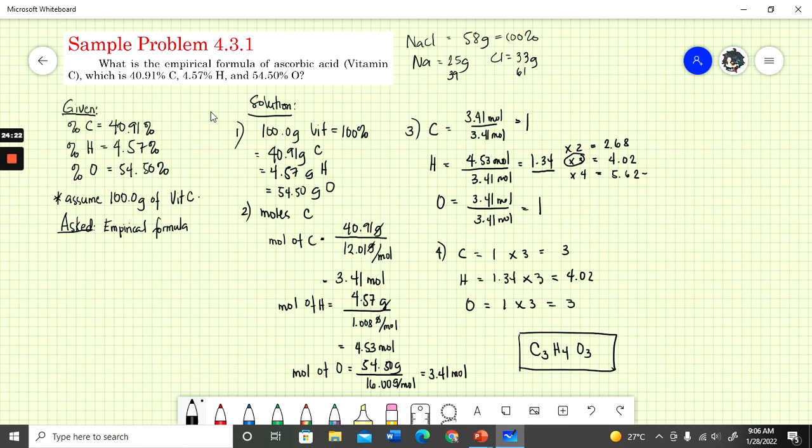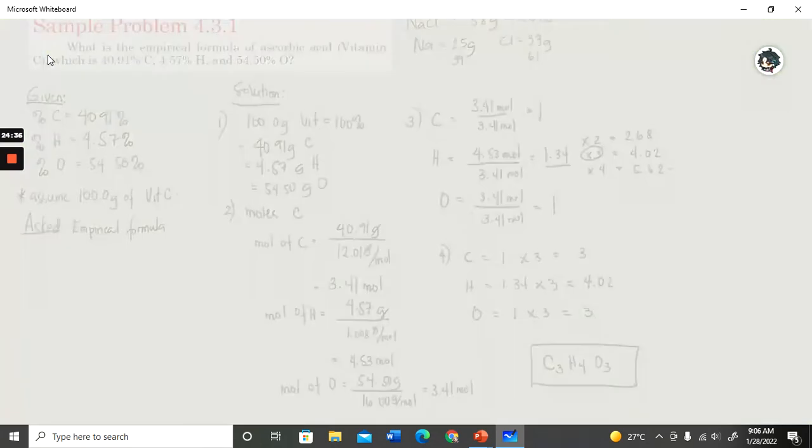But if there's any question about this sample problem, do not hesitate to message me. What we're going to do now is go to our next sample problem. This time, instead of finding the empirical formula, we are going to find the molecular formula of ascorbic acid.